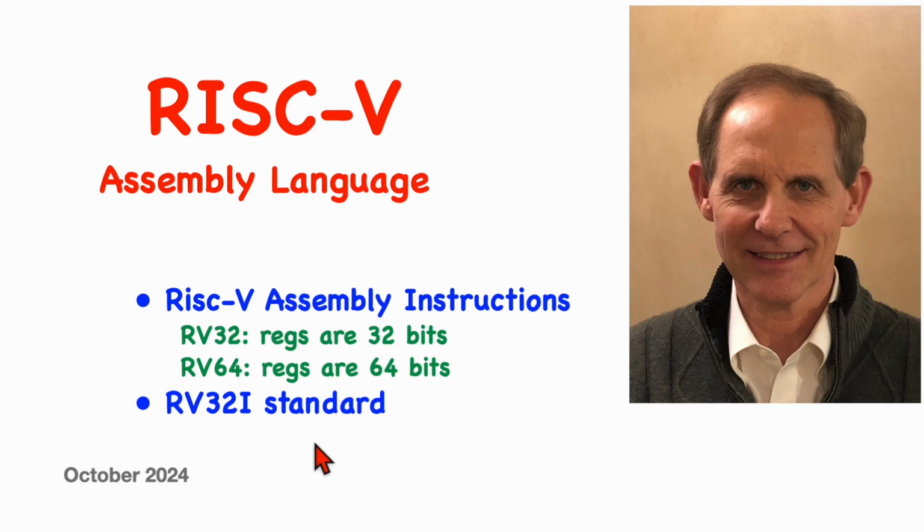In this video, I'll begin describing the instructions, and I'll focus primarily on the main RV32I instruction set. Nevertheless, all the instructions I'll be talking about here can be used regardless of whether you are programming a 32-bit or a 64-bit RISC-V core.